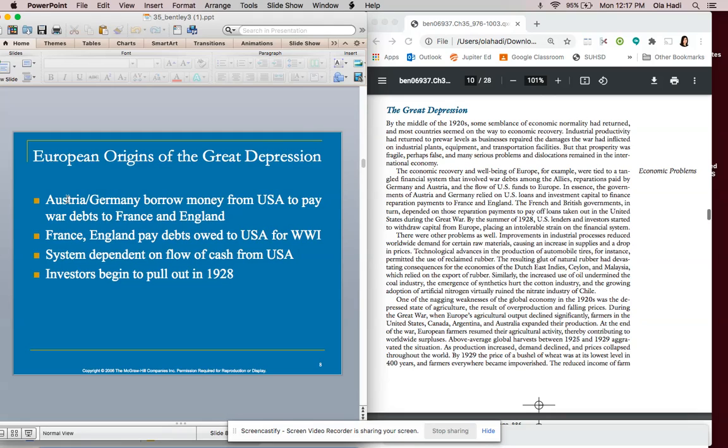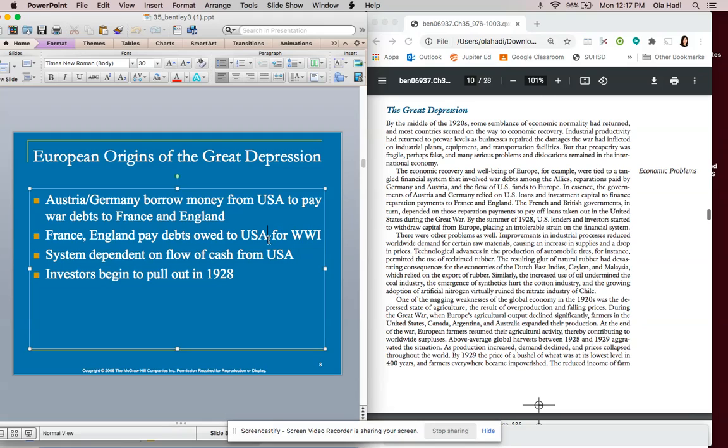So after World War I, Austria and Germany were forced to pay reparations for the war. And they were supposed to pay these reparations to France and England, but they couldn't afford it, so they borrowed money from the United States. France and England had also borrowed money from the United States because they needed to pay for supplies during World War I.